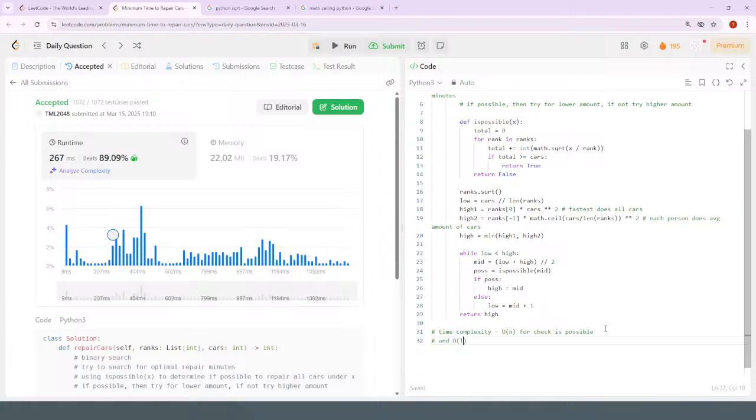And O of log of n for this binary search. So overall, this is going to be O of n log n to find the best number of minutes. And then space complexity is just going to be O of 1. There's no extra array that you're creating or anything.